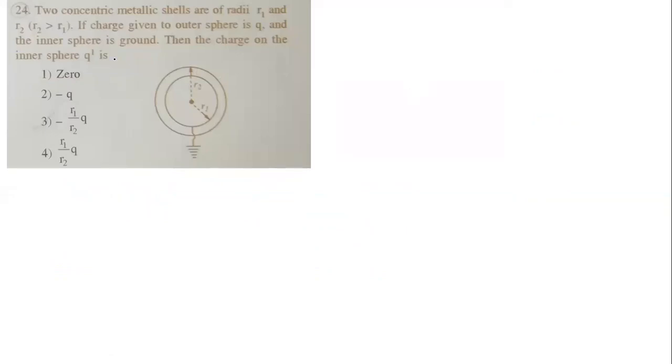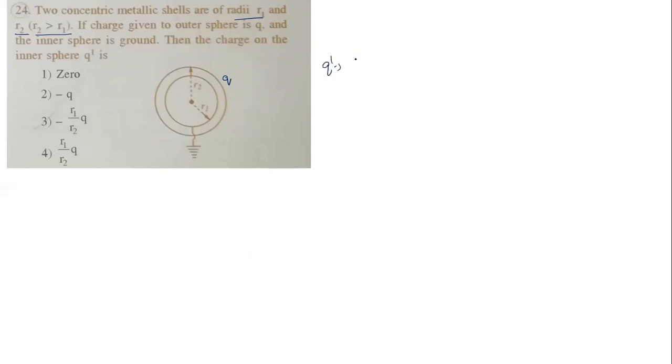Look at this question, question number 24. Two concentric metallic spheres of radius R1 and R2, where the radius of the second one is greater than the first one. If the charge given to the outer surface is Q and the inner sphere is grounded, as already shown in the diagram, then the charge on the inner sphere, Q dash, is how much? We need to find the value of Q dash.